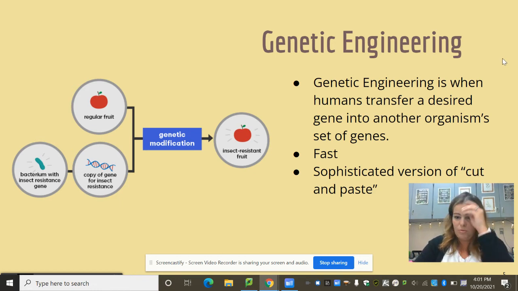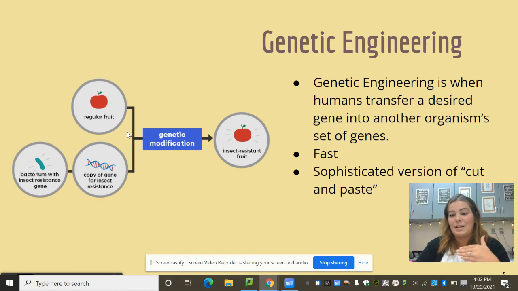or copy and paste if you want to think about it as that, like we use on our Google Docs. And so what they do here is, in this example, we have a bacterium with an insect resistance gene. And we actually do this in a lot of our foods. You might hear them called GMOs. I know you guys have finished reading The Omnivore's Dilemma, so you're probably going to see a lot of connections here. So they're going to take this gene that is very specific to insect resistance. They're going to place that in the fruit. In this case, it's going to be an apple. And that process is called genetic modification.